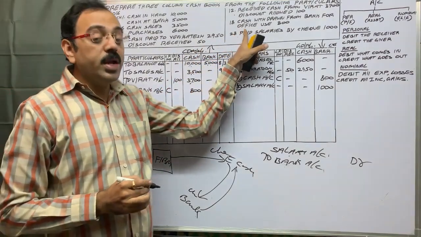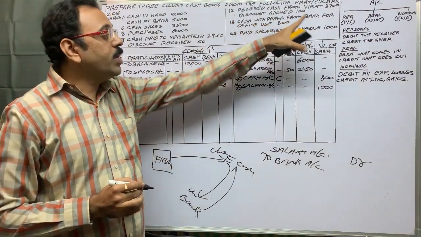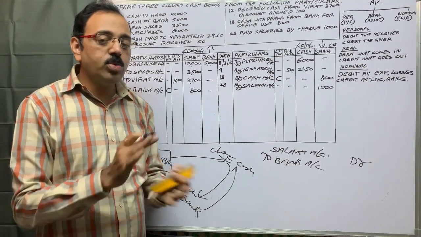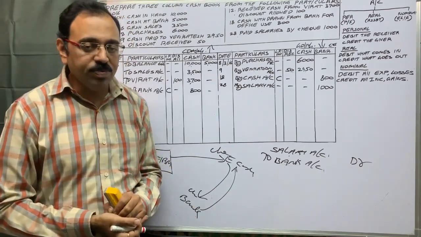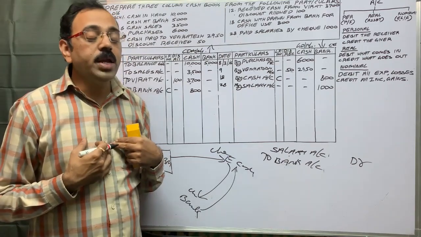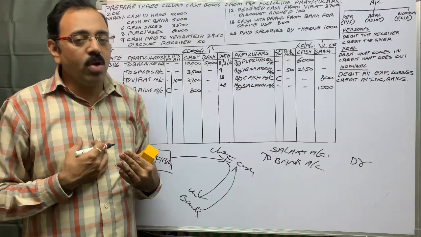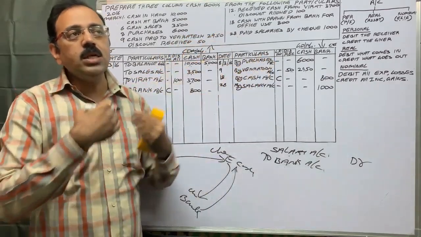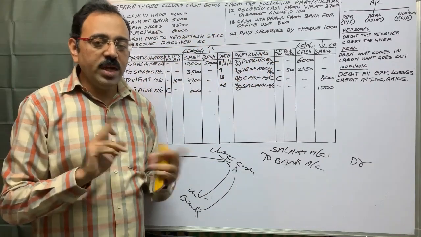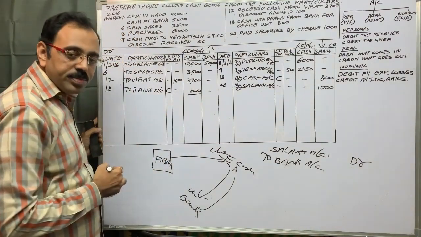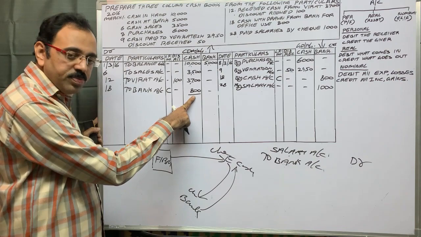Then contra entry. Cash withdrawn from bank for office use. How to write the contra entry? By using the shortcut method. Let us observe. I am the firm. What I did? From bank, I withdrew money for office use. So cash is coming. So we said cash column. Debit side, cash column. Write down the amount first.